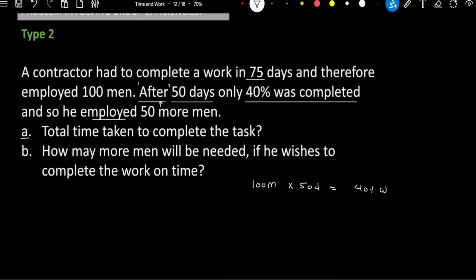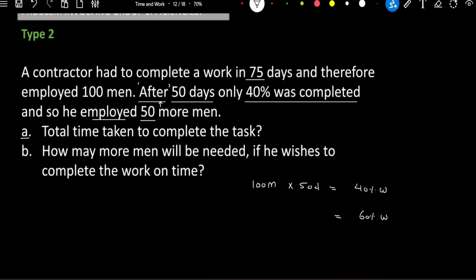And then the contractor decided to employ 50 more men. It means to complete the remaining work. Now guys, if 40% work is completed, the remaining amount of work must be 60%. 40% work is completed, 60% work is left. To complete the remaining work, he employed 50 more men.